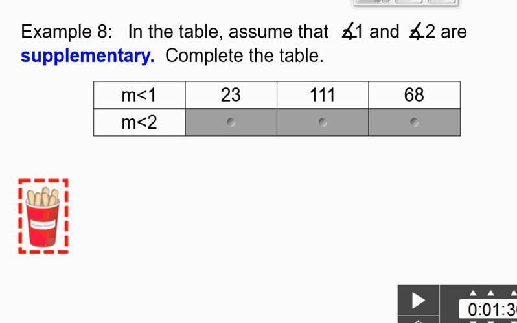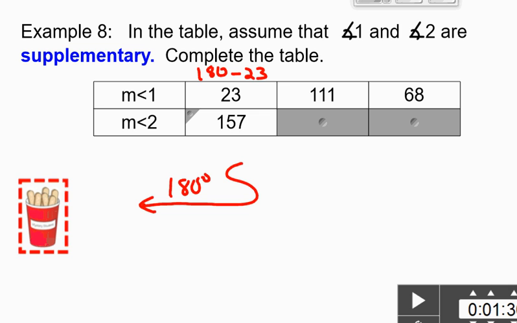Now I've got supplementary angles. So my supplementary, I know, makes 180 degrees. So the measure of angle 1 is 23. If I'm going to find the measure of angle 2, I have to subtract 23 from 180, which would then tell me that my measure of angle 2 is 157. So go ahead and do the other 2 angles, and then come back and check your answers.